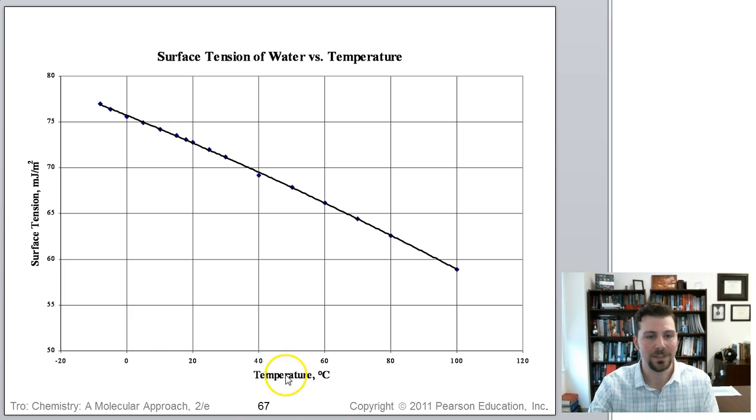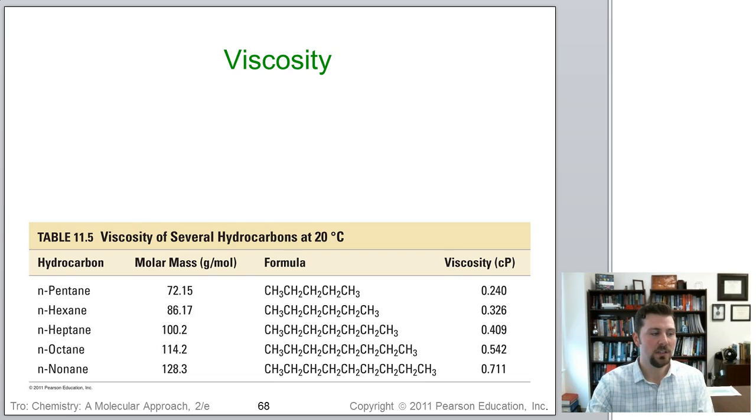And notice here as the temperature is increasing, the surface tension is going down, down, down, down, down. This is for water, of course. And so higher temperature leads to a lower surface tension.